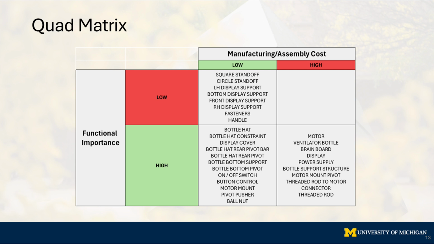Next, by classifying the components' functional importance versus cost, we see that the electronics, motor mount pivot, and rods, and ventilator bottle require redesign. The electronics, motor, and bottle cannot be redesigned as they're purchased subassemblies, but cheaper alternatives will continue to be explored. We will also look at more components in the low cost of assembly column, as through the redesign of many of these components, we believe a significant part and cost reduction can be achieved.